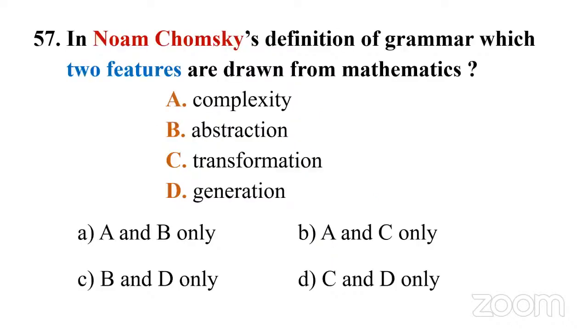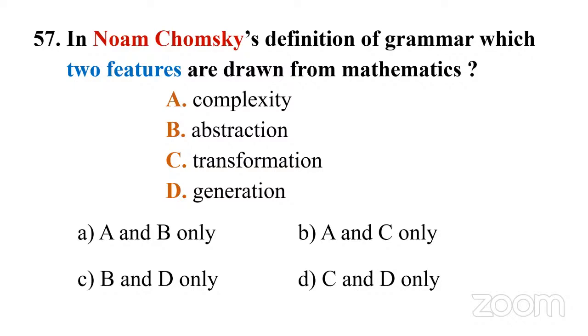Question number 57. In Noam Chomsky's definition of grammar, which two features are drawn from mathematics? You have four words here. A, complexity. B, abstraction. C, transformation. D, generation. Then the options. Option A, A and B only, complexity and abstraction only. Option B, A and C only. Option C, B and D only. Option D, C and D only.